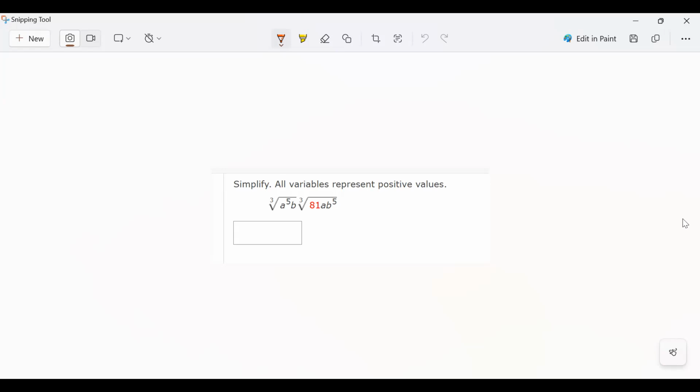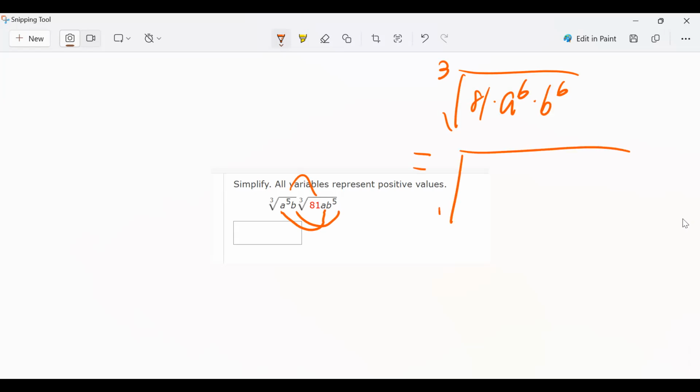So one way to do it is we can turn it into a single cubic root, right? Multiply across, so 81 is like this: a to the 5th times a to the 6th, b times b to the 5th is b to the 6th. Break down 81 as 27 times 3. 27 is the maximum perfect cube that goes into 81. It's going to be the cubic root of 27, which is 3, and then this is the cubic root of 3.